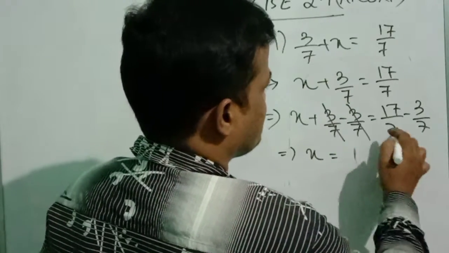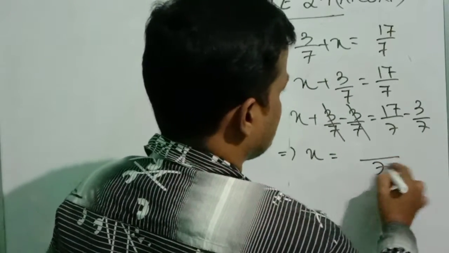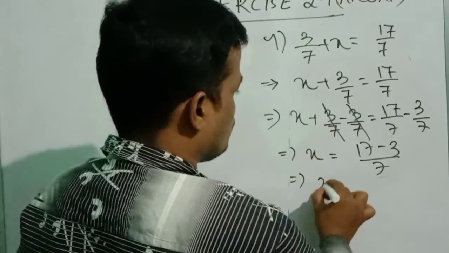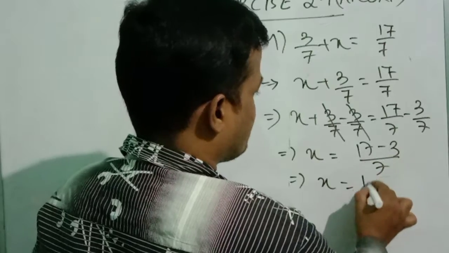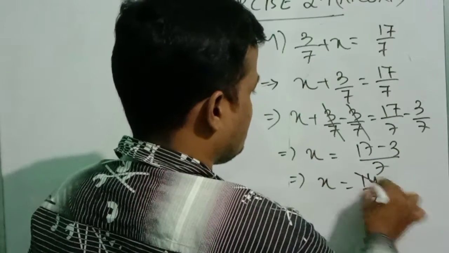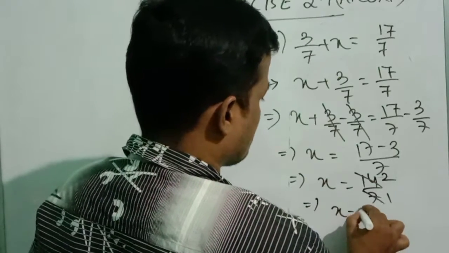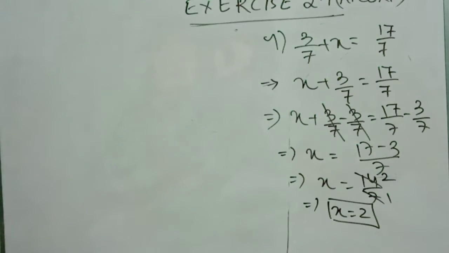What is coming? The LCM is 7. 17 minus 3, that is 14 by 7. 7 ones are 7, 7 twos are 14, that means x equal to 2. This is the solution of number 4. So let us do number 5.